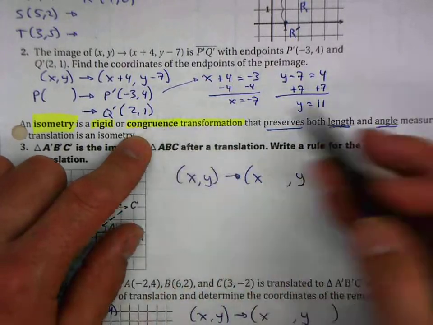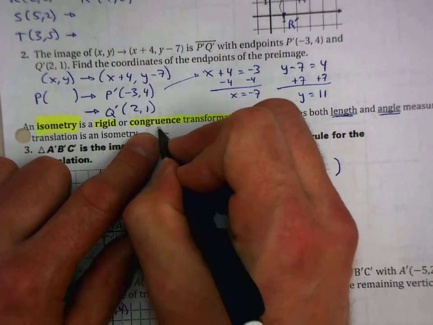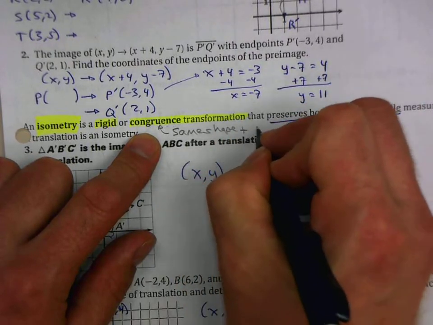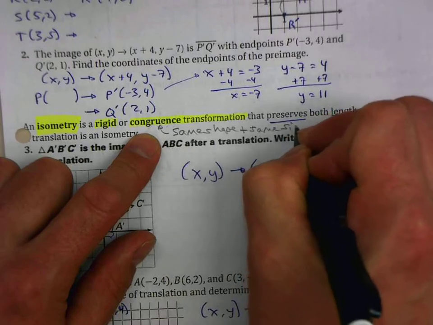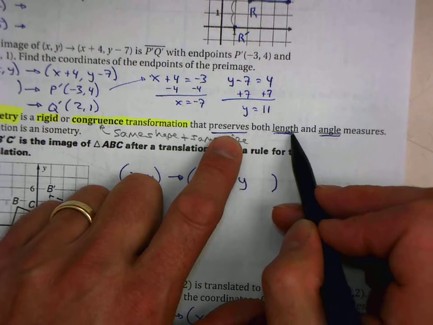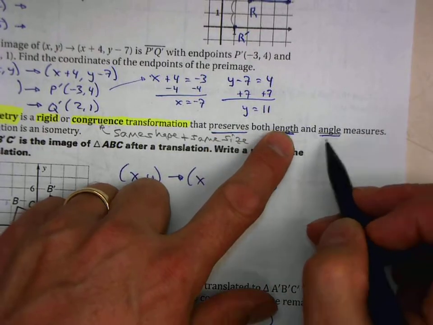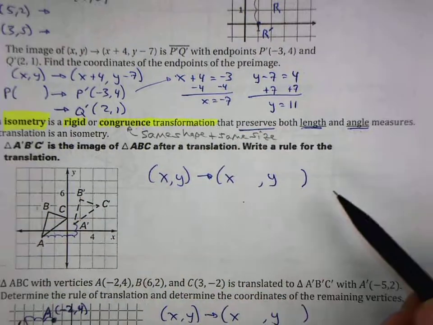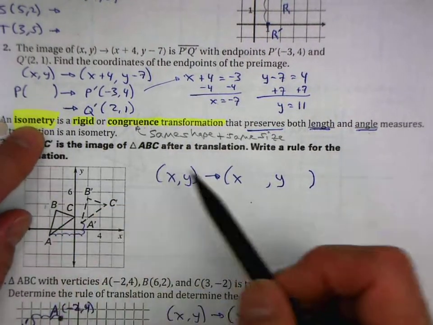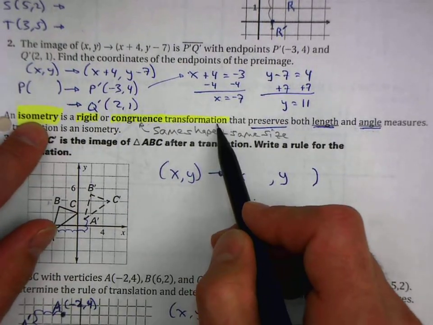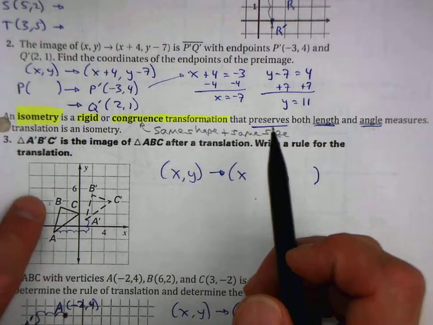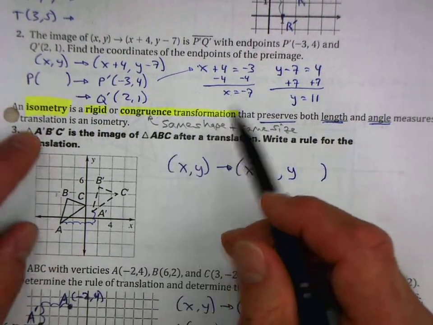What does congruent mean? Let's go ahead and remind ourselves. Congruent means same shape and same size. Another way of saying it is that it preserves both length and angle measures. Both the length and angle measures. So an isometry is a transformation where the pre-image and the image are congruent, where they stay rigid.